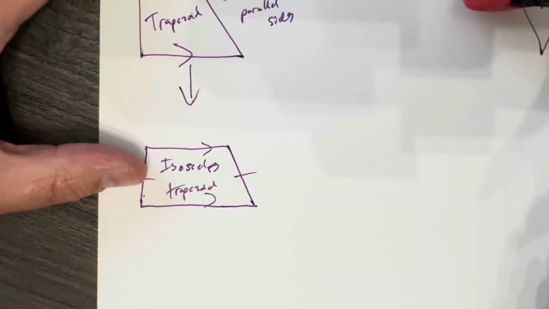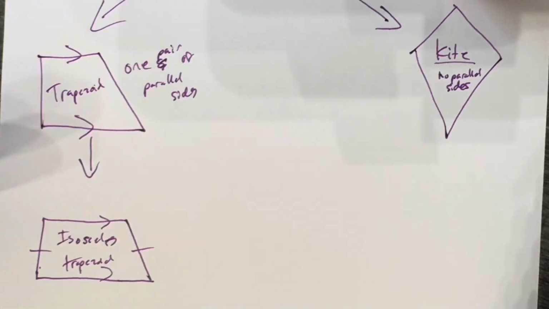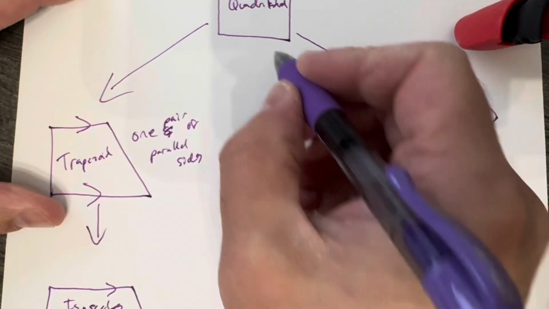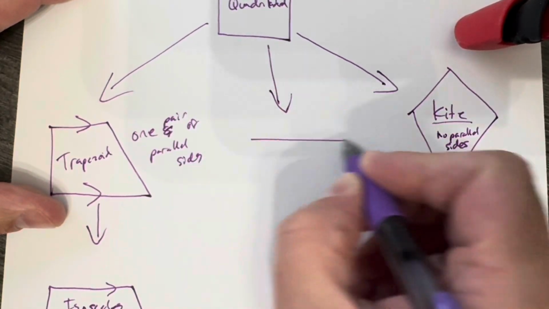Okay. Now let's go for the good stuff, right? Because after isosceles trapezoid, there's nothing. Nothing happens after that. The good stuff is a quadrilateral goes right into a parallelogram.